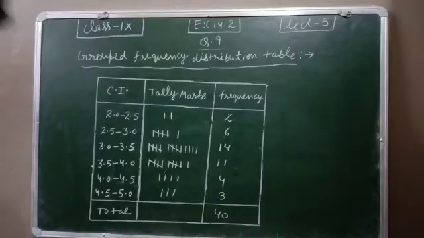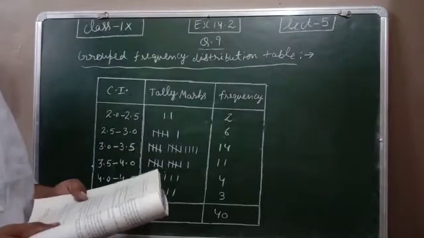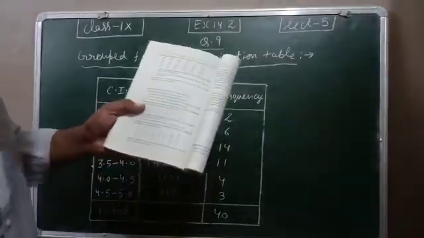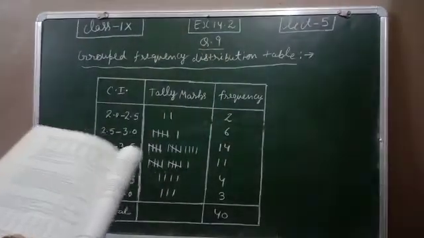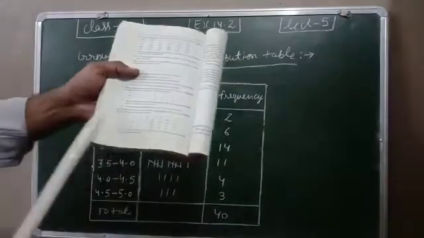So good morning students. Up to now we discussed 14.1 and 14.2, up to the 8th question. Now only the last question is left of this exercise 14.2. In this question also we have to draw the frequency distribution table. So let us read the question.